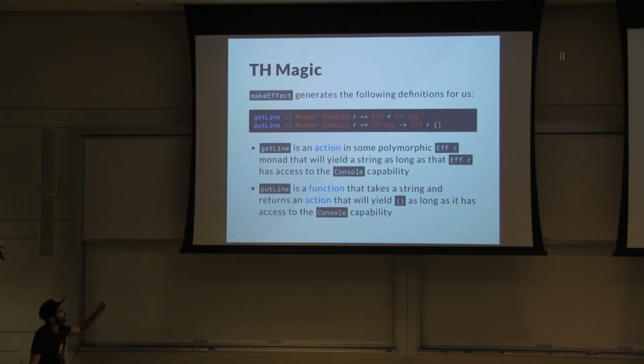So in this case, getLine is an action in some polymorphic monad, Eff, that so long as it has the console capability, it will yield a string. And then putLine is a function that takes a string and returns an action that will yield unit so long as it has the console capability. So, morally similar to MonadState, MonadReader, MonadIO, it's this polymorphic monad that just requires a specific capability.